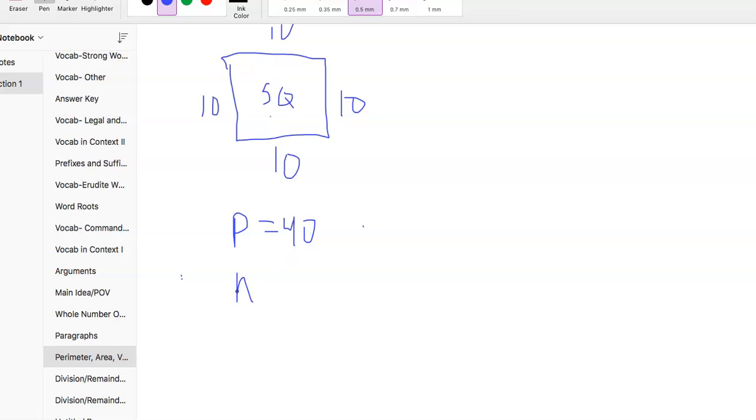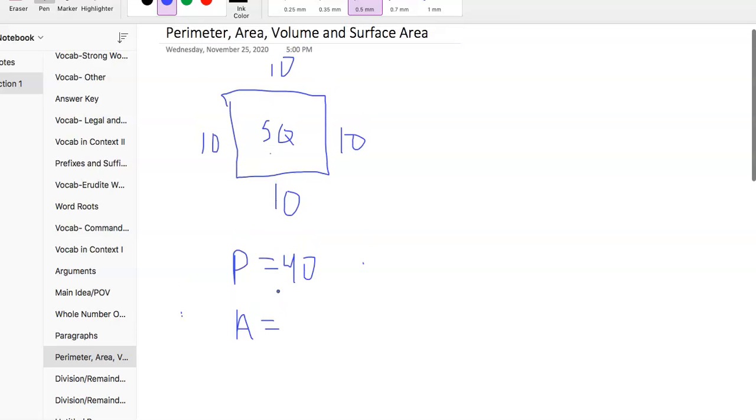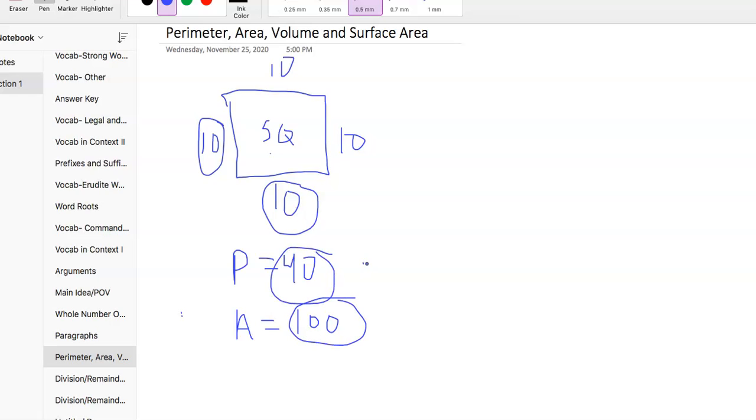If they ask for area, we know area is just length times width, so it's going to be this one times this one. 10 times 10 is 100. And finally, they could ask a trickier question: what is the difference between the area of the square and the perimeter of the square? That would just mean you take 100 minus 40, which gives us 60. That's really all you got to know for perimeter and area. Those questions are really pretty straightforward.